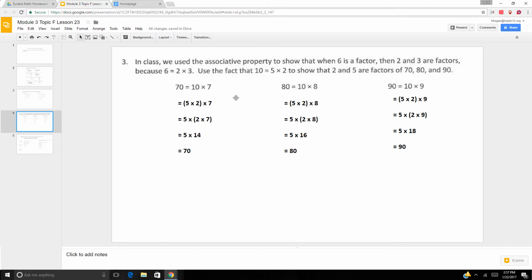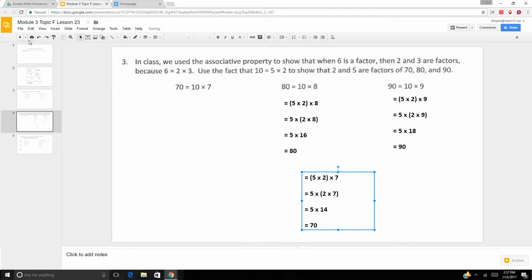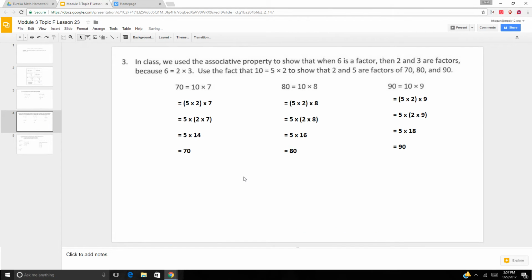Okay. In class, we use the associative property to show that when 6 is a factor, then 2 and 3 are factors because 2 times 3 is 6. Use the fact that 10 equals 5 times 2 to show that 2 and 5 are factors of 70, 80, and 90. So 70 equals 10 times 7. So we can break apart 10 into 5 times 2, which means 5 times 2 times 7. Remove the parentheses. 5 times 2 times 7. 2 times 7 is 14. 5 times 14 is 70.